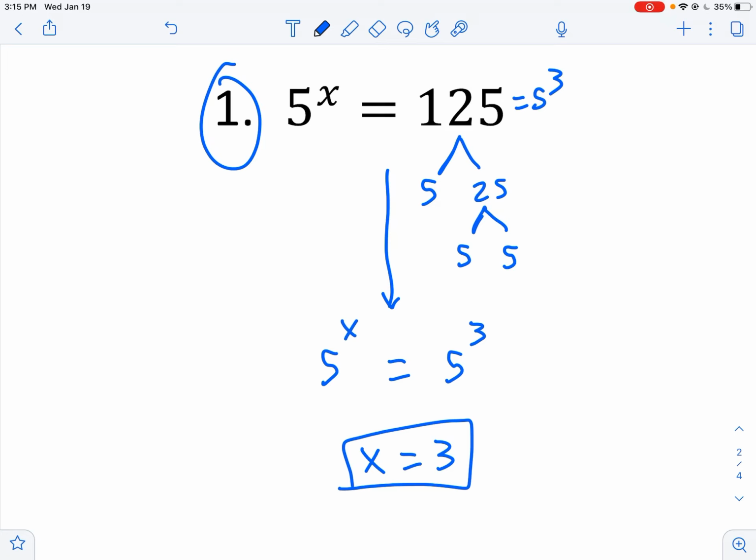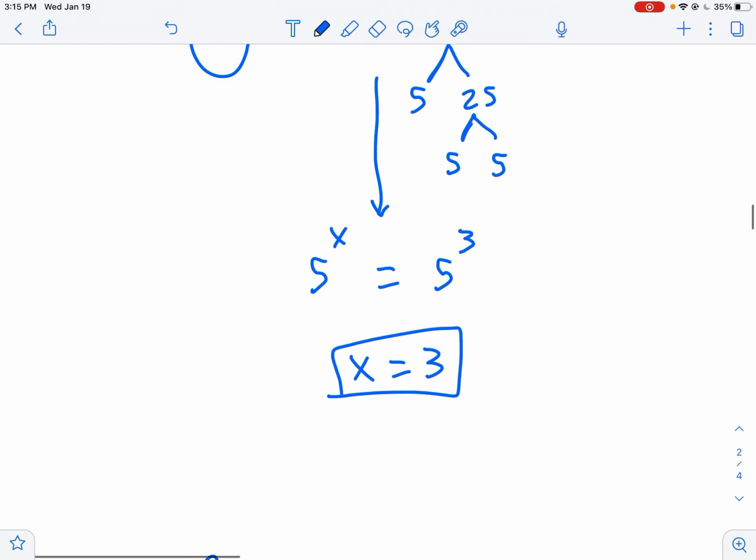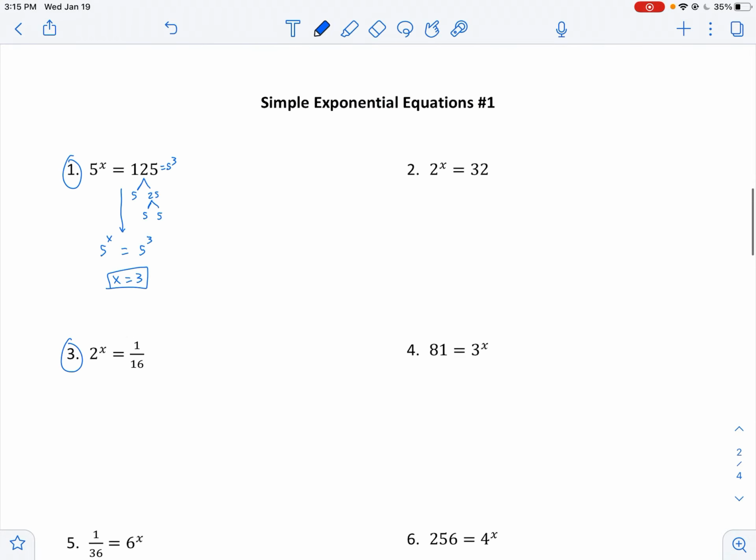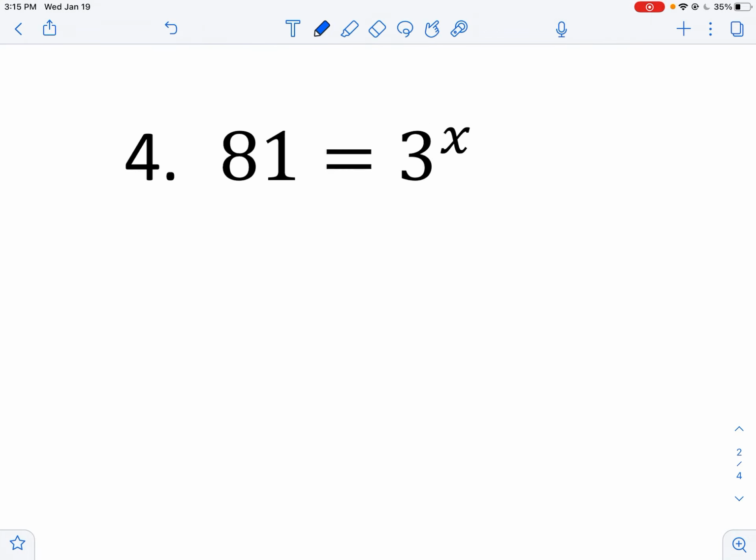You just go to a problem, try and get both sides to say 5 to a power or 3 to a power, and then you can drop the bases and you just set the exponents equal and you're good to go. Let's try another one. Let's go to something like 4 real quick. Pause the video, see if you can get 4 figured out, and then come back and push play again.